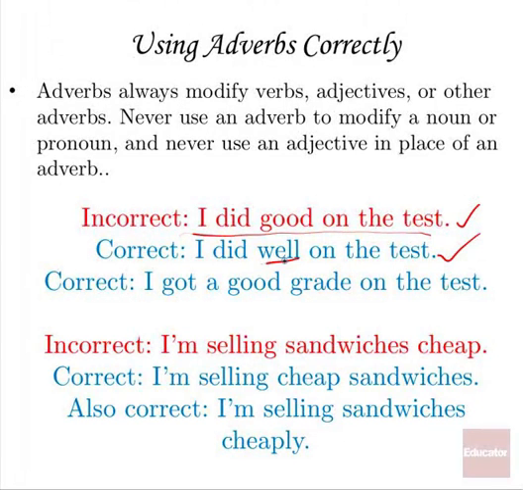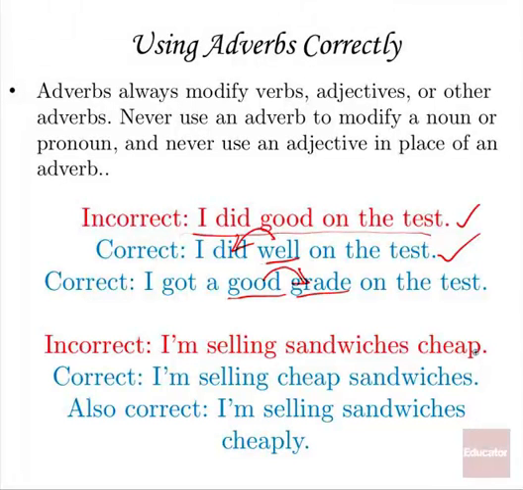Well is an adverb and it modifies did. How did I do? I did well. It is also correct to say, I got a good grade on the test, because good is now modifying grade, which is a noun. So you can use an adjective like good on grade. All right. Now, I've heard this one before.